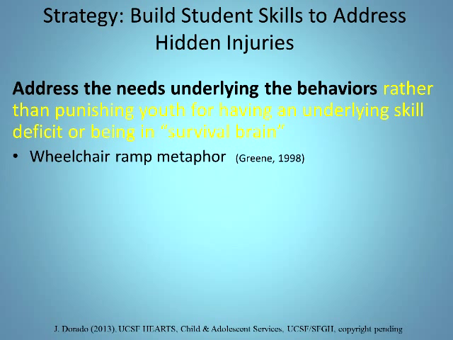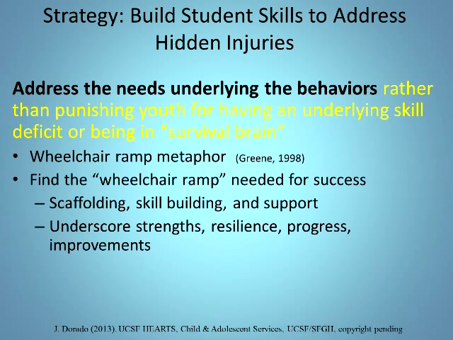Most of us would not begrudge a person in a wheelchair a wheelchair ramp. But some of us feel funny when we're providing extra supports, extra in quotes, for a kid who has invisible injuries, like emotion regulation difficulties, difficulty making use of helpful others, easily triggered into survival brain. So can we look at it more as trying to address those invisible injuries and provide things like, back to my metaphor, physical therapy, occupational therapy, ways to strengthen my legs so that eventually I can use those stairs again? And can we avoid punishing kids for being in survival brain?